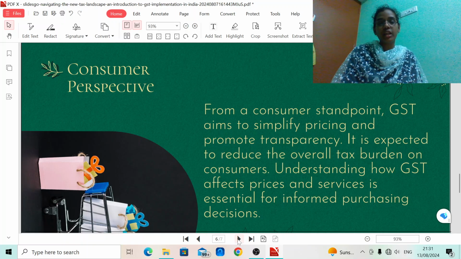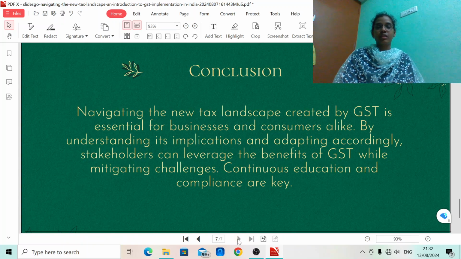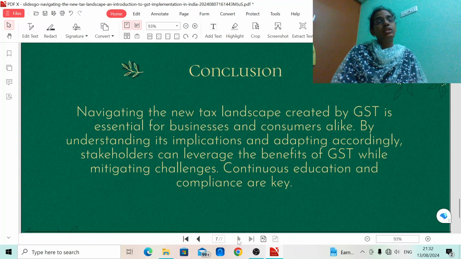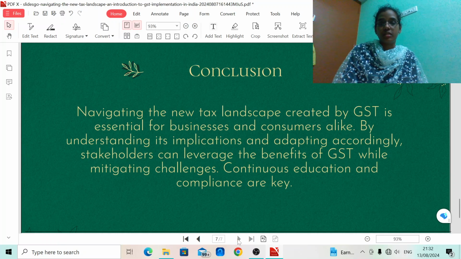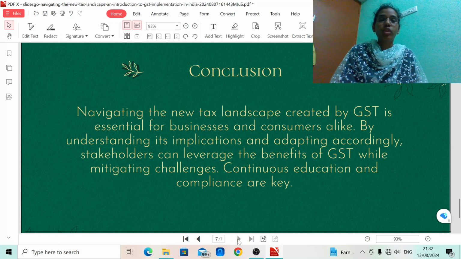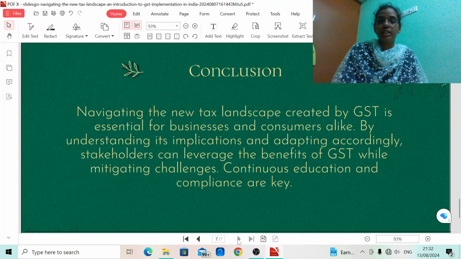Understanding how GST affects prices and services is essential for informed purchasing decisions. So to conclude, this GST implementation in India has impact on both the consumer and the business. The business will also get a competitive environment and the consumer will also get to know how much he is paying as GST.